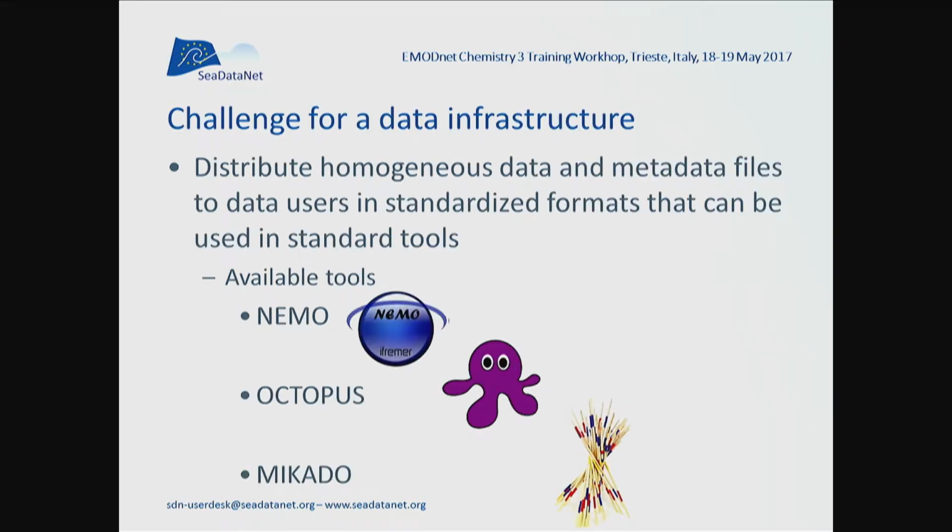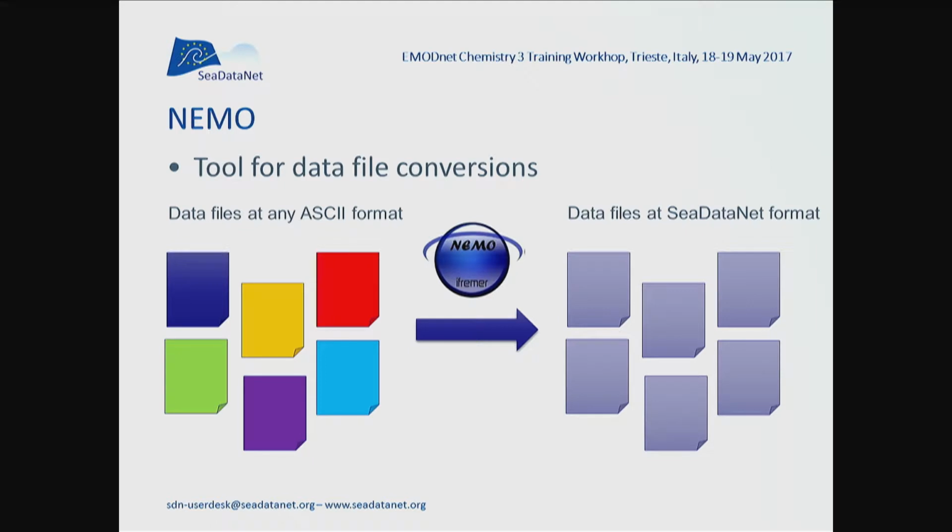So one of the challenges for a data infrastructure is to distribute homogeneous data and metadata files to users in standardized formats that can be used in standard tools. And to do so, in the frame of the CDataNet projects, CDataNet 2 and CData Cloud project, we have produced tools which I will explain today, which are Nemo, Octopus, and Mikado. Nemo is a tool for data file conversions.